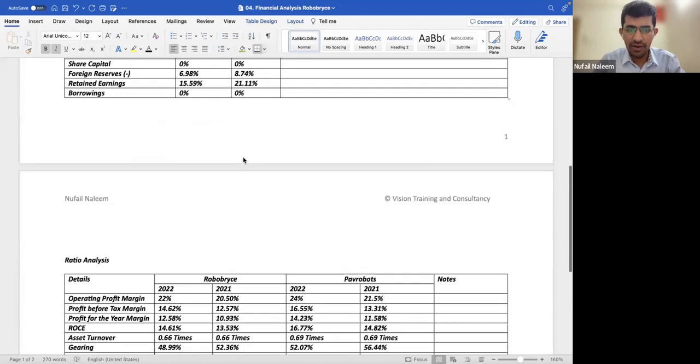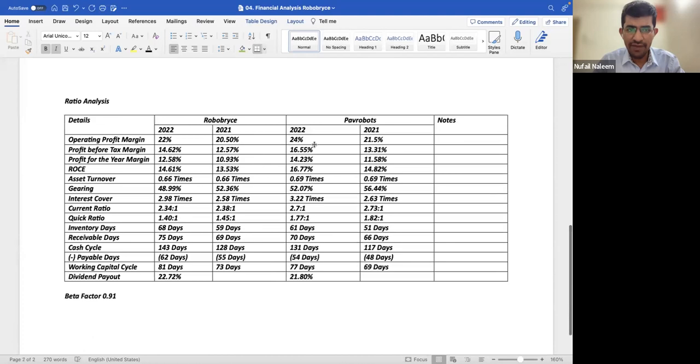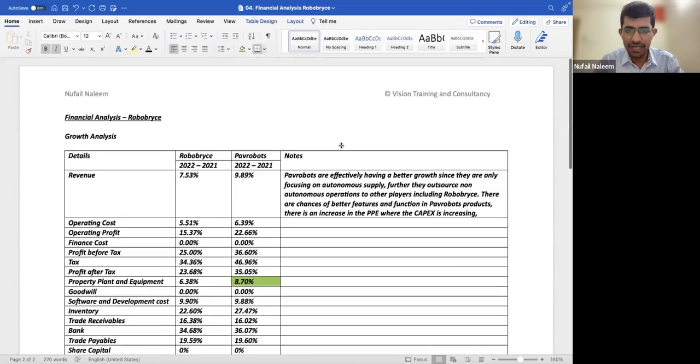And students, although we are effectively having a higher selling price, now see, Pavrobot is charging 24%. That means for each sale they make a profit of 24. If they make a sale of 100, 24 will be their operating profit. But if we make a sale of 100, it will be only 22. The rationale behind this is maybe development of new technology.